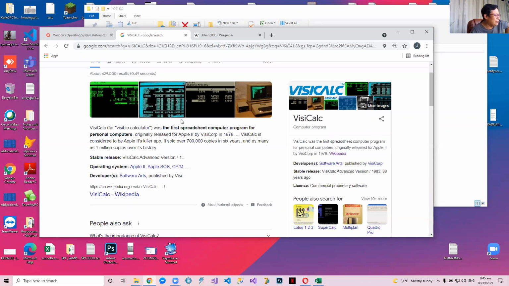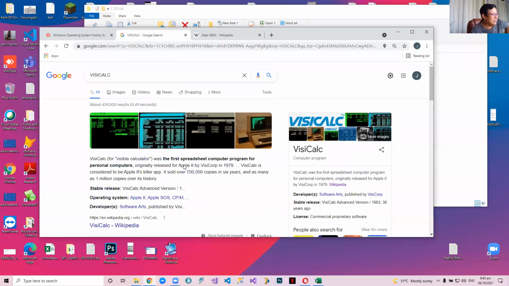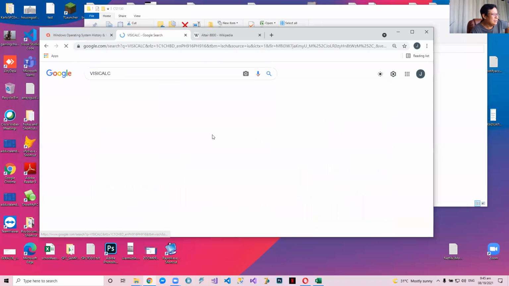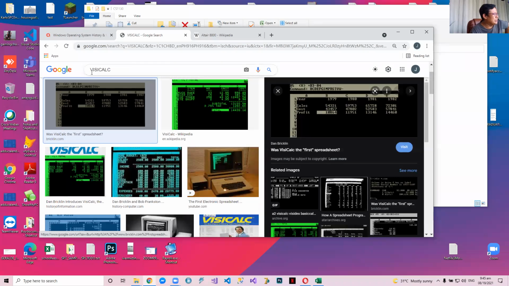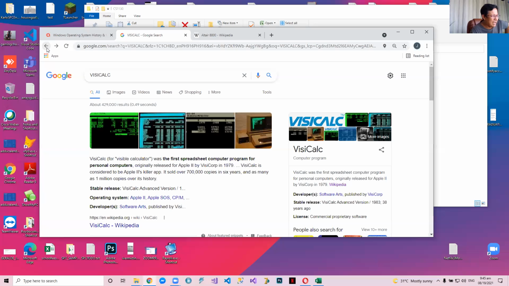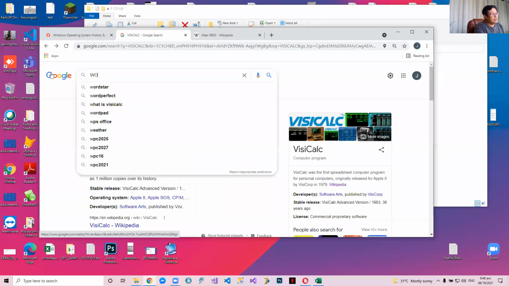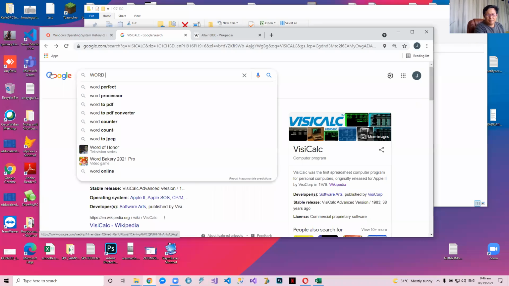It may not be the very first worksheet, but it is the first worksheet running on the PC. It ran on the Apple II computer in 1979. That's how the old worksheet looks. 1979. So what's the first word processor running on the PC?